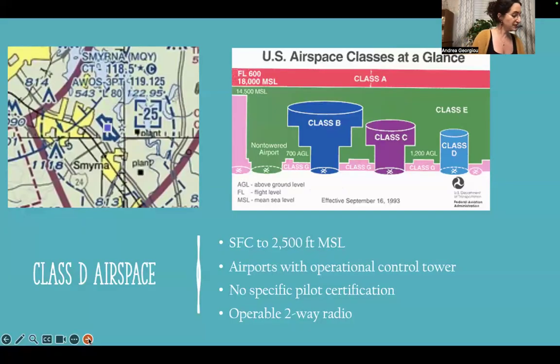All right. Class Delta. So let's go to chapter 3-2-5. Class D looks just like this one cylinder here. So again, we're getting less restrictive as we go through, right? This one says generally it starts from the surface and goes up to 2,500 feet. And this is Smyrna right here, which is Kilo Mike Quebec Yankee Airport, and it's got blue dashed lines around it. And that's how you know it's Class Delta airspace. It says it surrounds airports that have an operational control tower. So Smyrna is not open 24/7, and so it's only Class Delta when the control tower is operational.